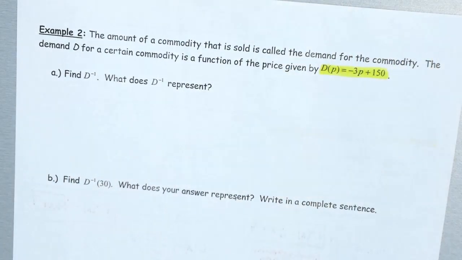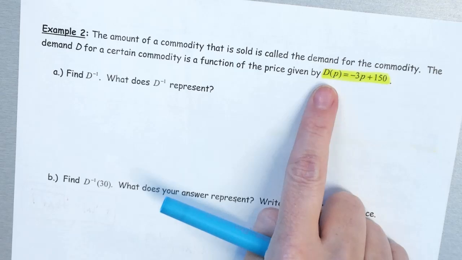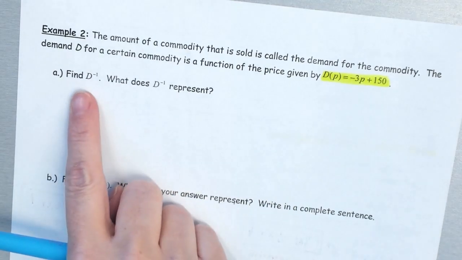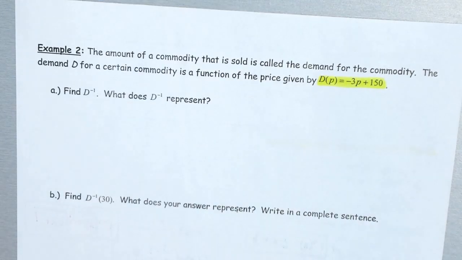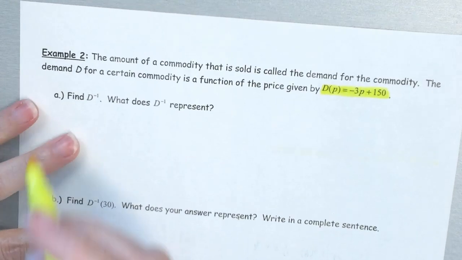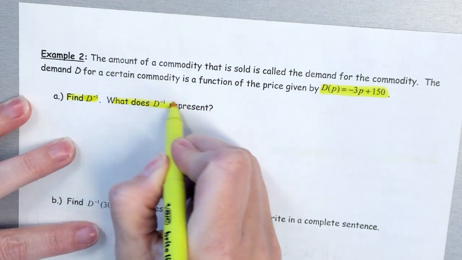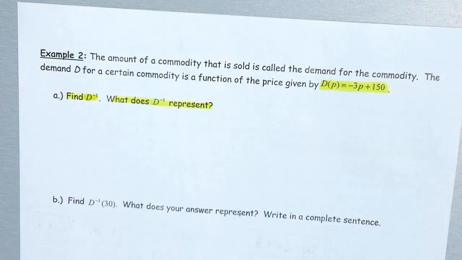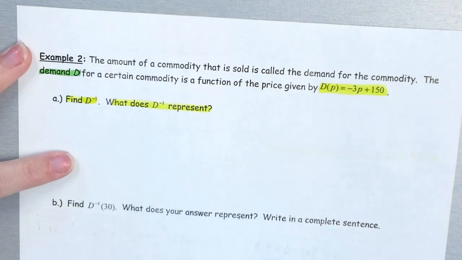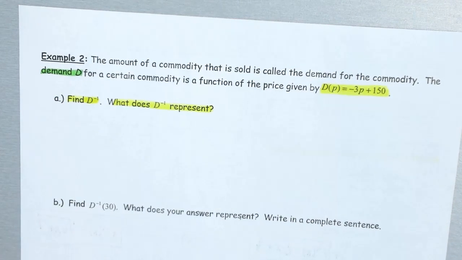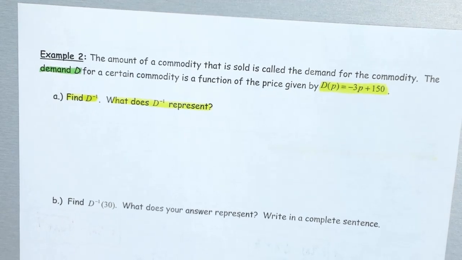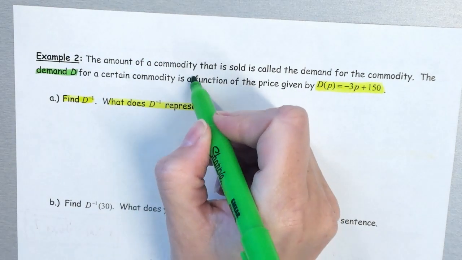Okay, so when you have this D of P, it's asking you to find the inverse and then what does that represent? Okay, so we're going to find the inverse and then we're going to explain what it represents. So one thing I always like to go back and identify is what the variables represent. So we know the demand is the D. And it says the certain commodity is a function of the price.